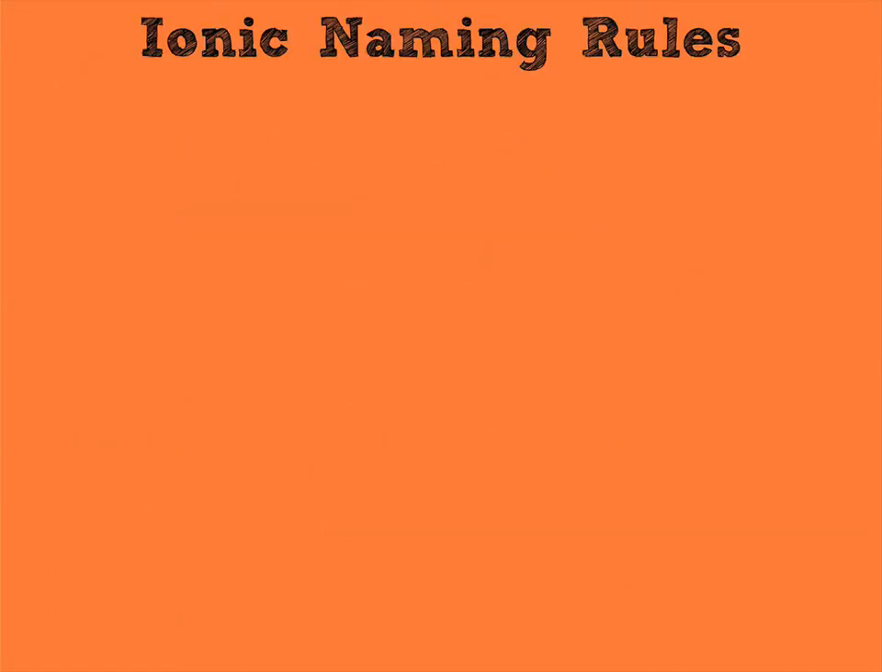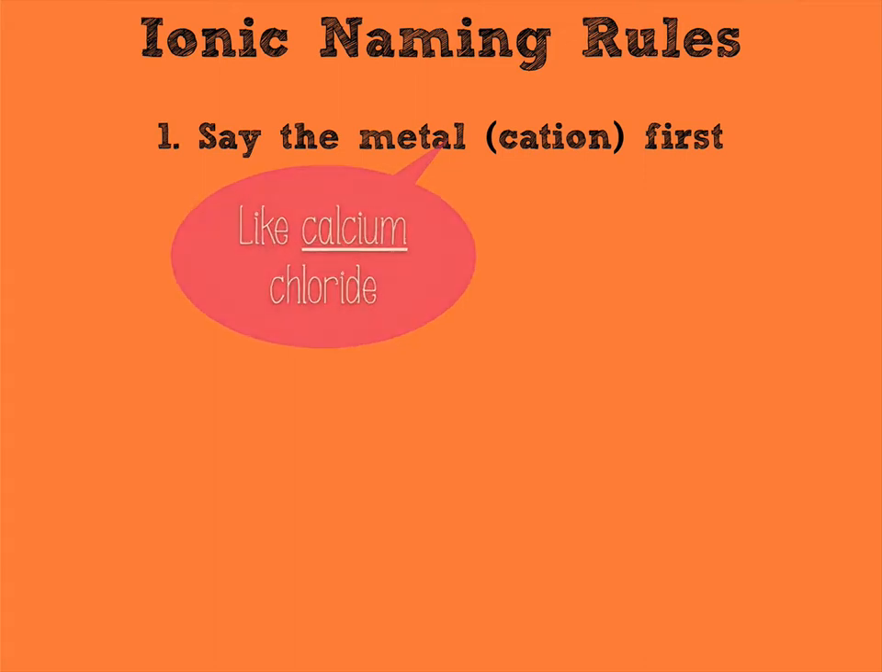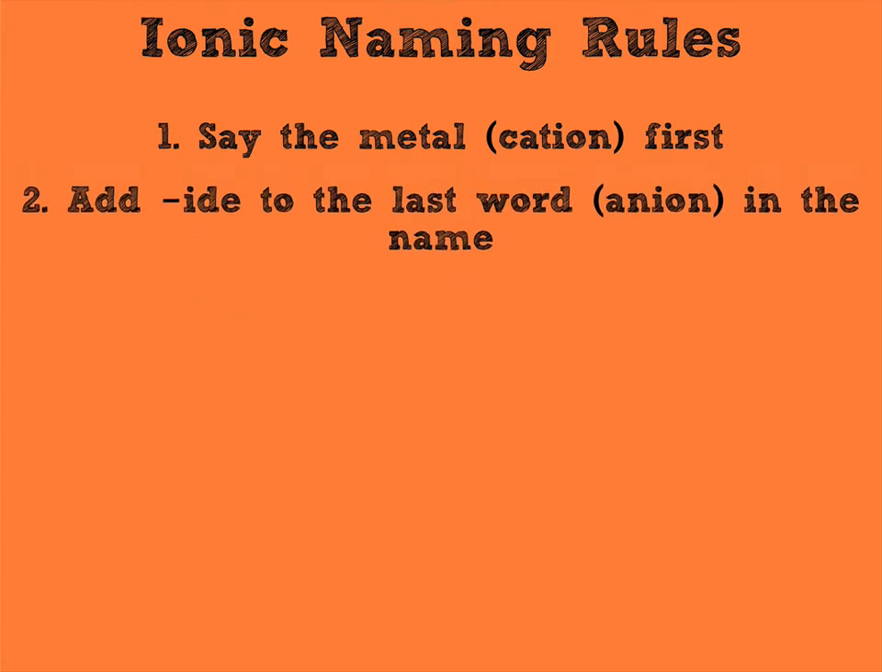Oh yeah, it's time for the good stuff. Naming ionic compounds is certainly trickier than naming binary covalent molecules, but there are some basic rules that will help you. Say the metal first. How do you know which ones are metals? They are to the left of the metalloids on the periodic table, except hydrogen. If there are multiple metals in the compound, the cation goes first. Add "-ide" to the last word in the name, just like naming covalent compounds.